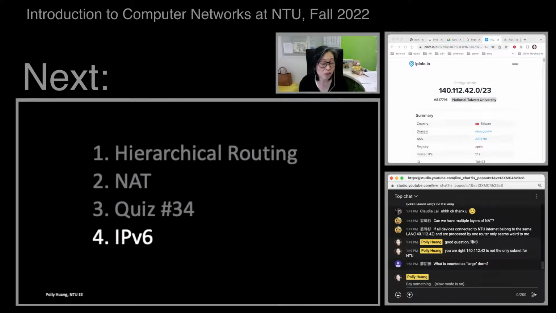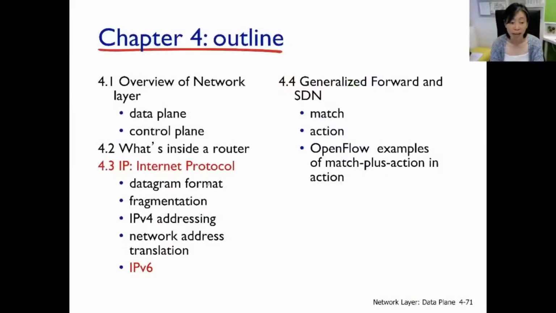So what we have talked about so far is IPv4, and as you've heard from quiz 3 or 4, there's a newer version, version 6. Let's first go over the motivation of IPv6. Why do we need version 6? Last topic in 4.3, the IPv6.